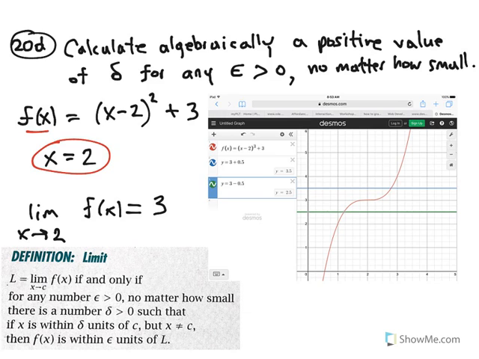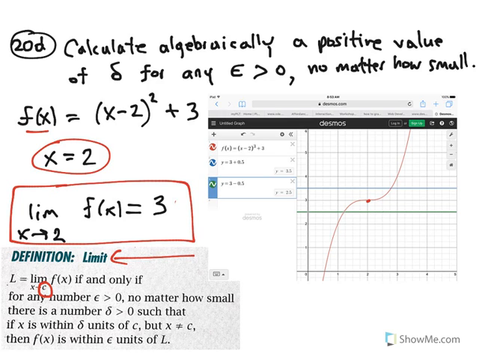So 2 is, of course, the c from the limit definition, and the limit of this function as x approaches 2 is equal to 3. We believe that to be the case by looking at the graph, and it's a reasonable belief to have, but now we're going to prove that this is in fact the case. How do we prove that this is in fact the case? By using the definition of limit.